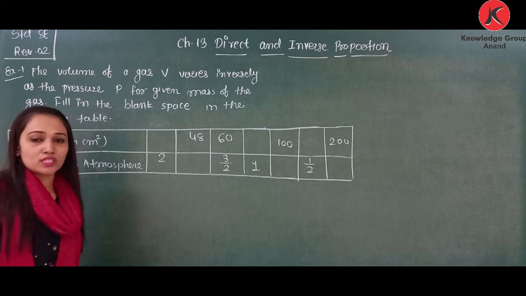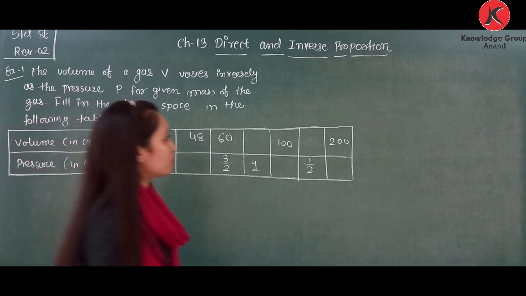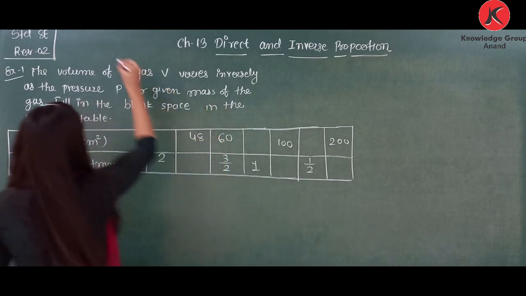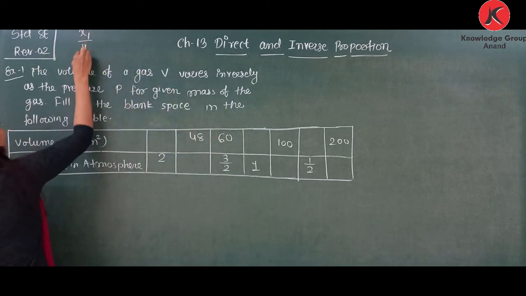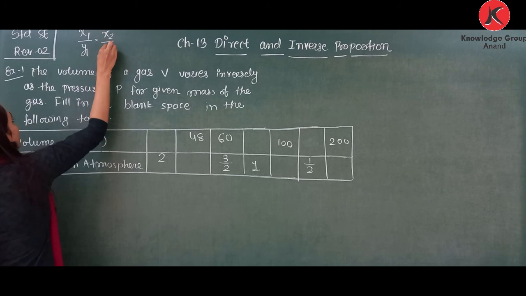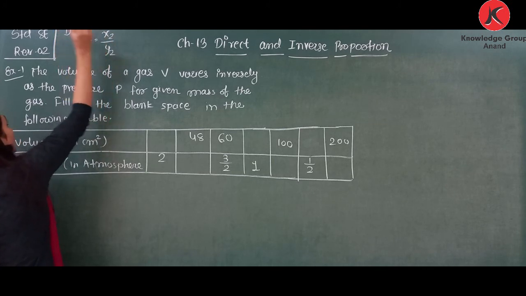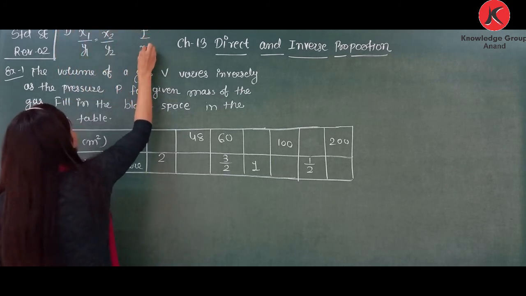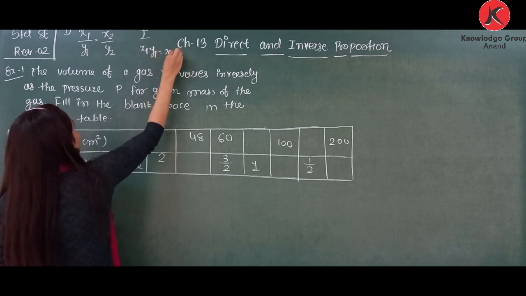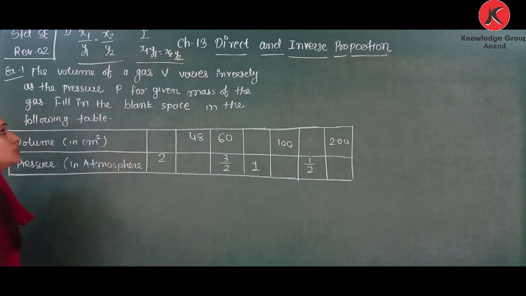We also learned the equation. For direct proportion, we can write x1 divided by y1 is equal to x2 divided by y2. That is for direct proportion. And for inverse proportion, x1 y1 is equal to x2 y2. Clear? So let's start with the example.